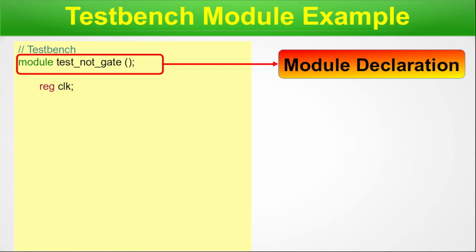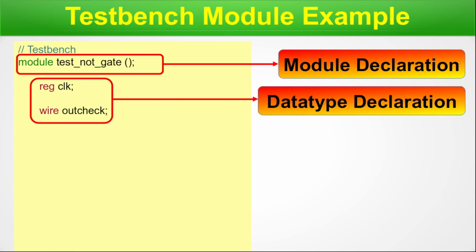Next, we have reg CLK and wire outcheck. I will discuss these types in later episodes, but let us learn what they are. These are data type declarations. That means in Verilog, we can have multiple types of variables, and they could be registers, that is reg, or a simple wire, that is outcheck. I will come to the details later.